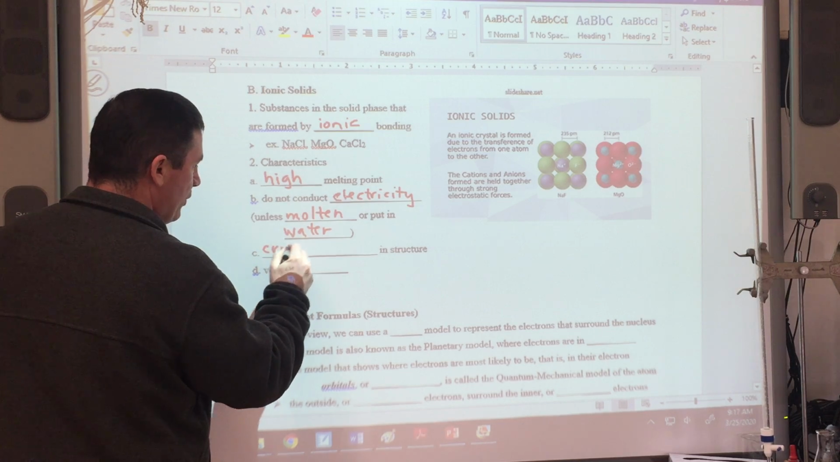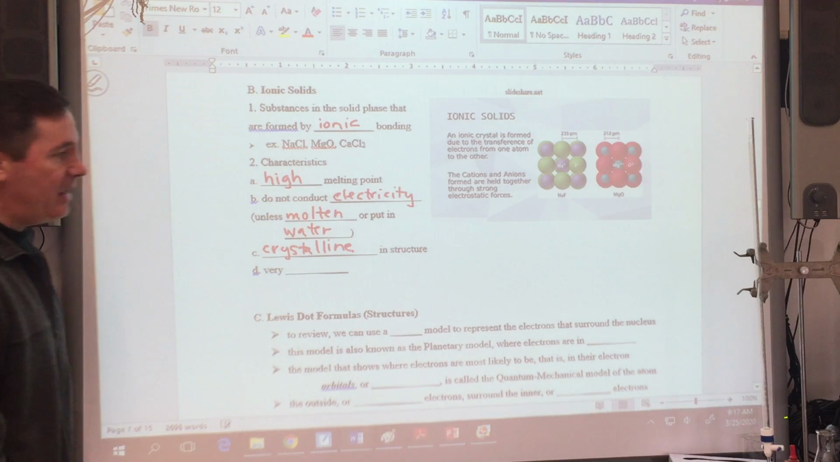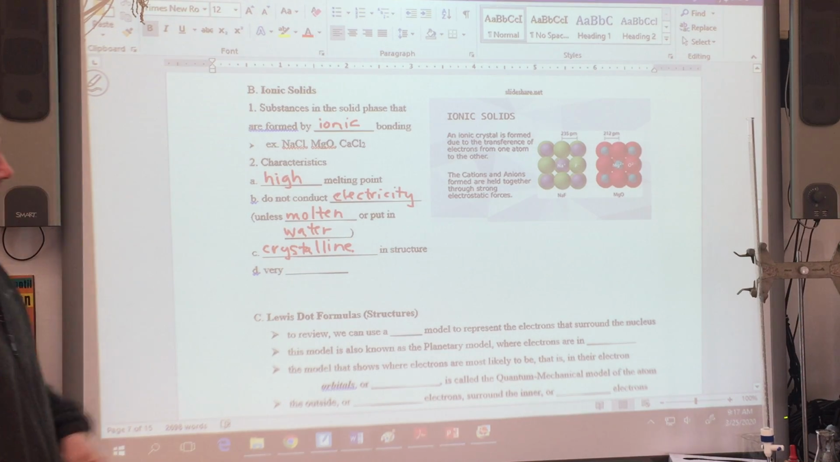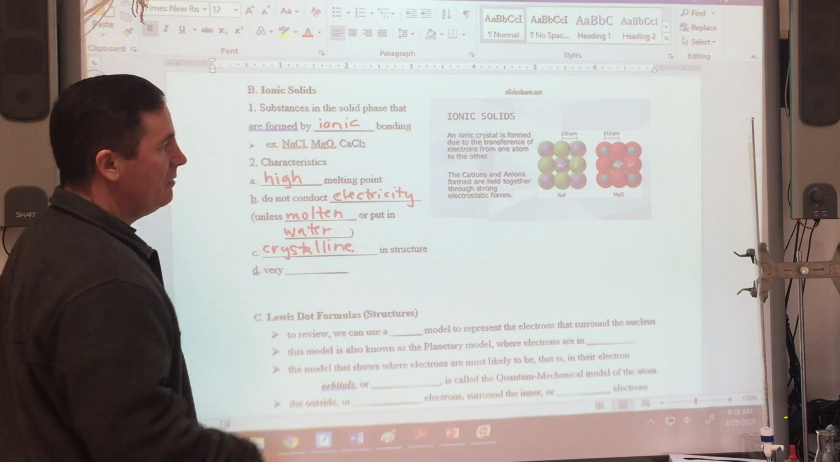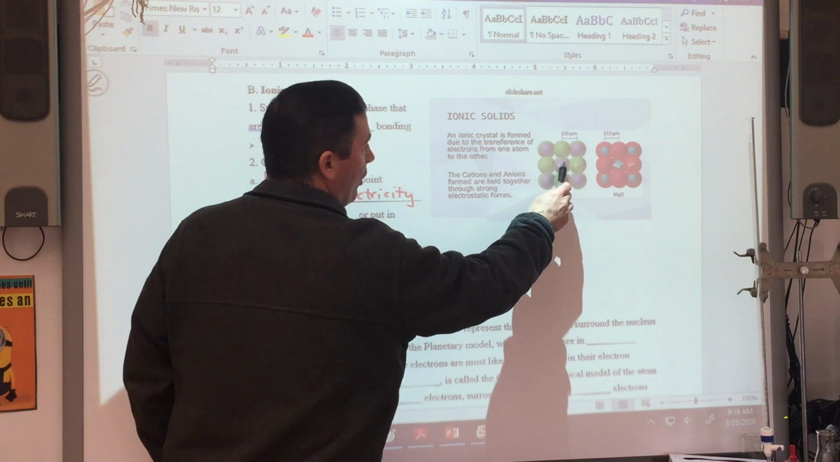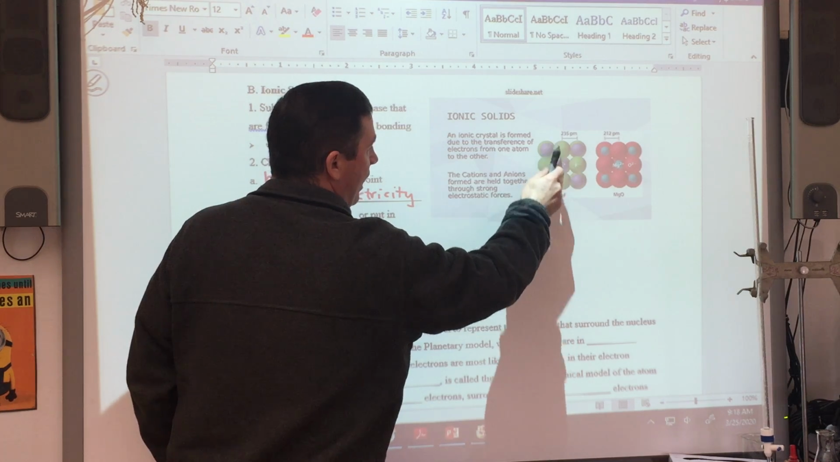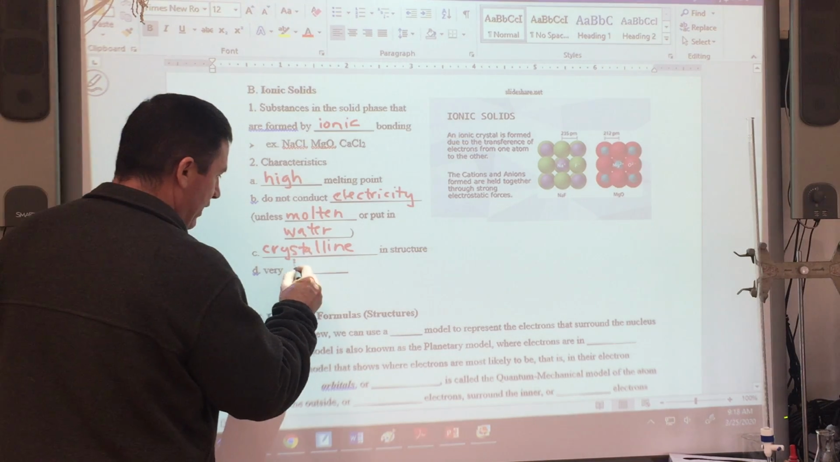We say that they are crystalline in structure. In other words, they make crystals. And you can see that by the structure here. They're very rigid, and you're always going to have an alternating pattern of positive ions and negative ions. That's what makes up the solid. And they're also very hard.